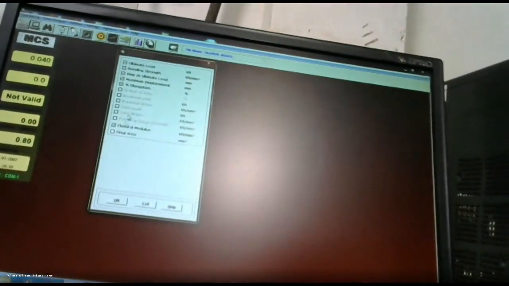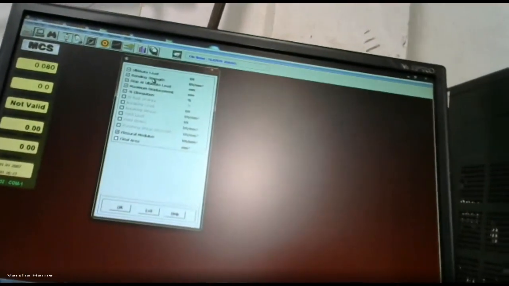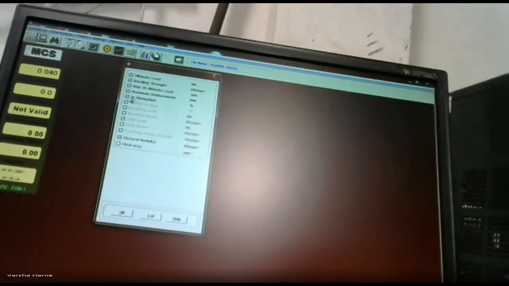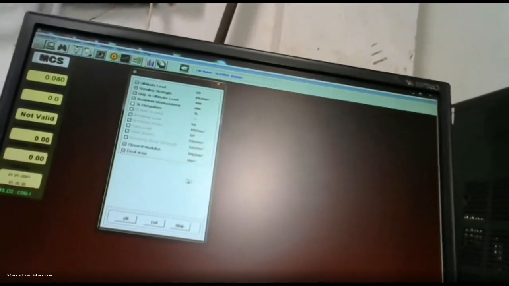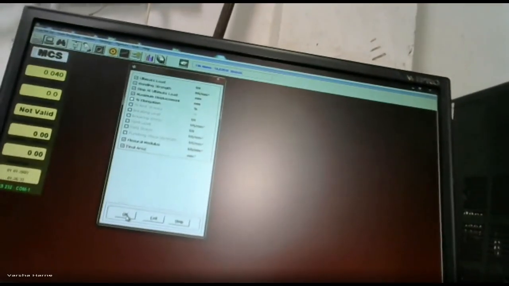Now before starting, we need some XY parameters because we have to plot the graph of load versus displacement. Minimum is 0, maximum is 50 and 0. This is our wooden material, so it doesn't take 100 kilonewton, so I change it to 50 kilonewton. Then the output parameters required: bending strength, maximum displacement, percentage of elongation, flexural modulus and final area. So I put in the output parameters, and it is okay.